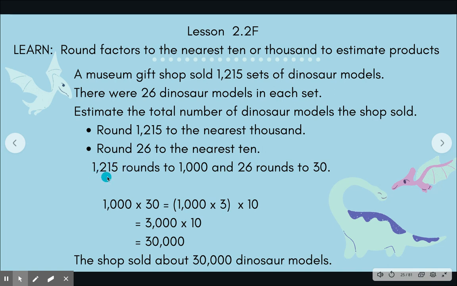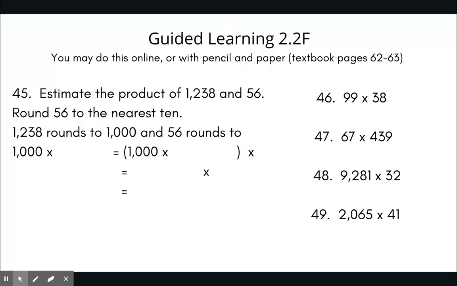So 1,215 rounds to about 1,000 and 26 rounds to about 30. So you can do this part in your head. You can think, 1,000 times 30, that's the same as 1,000 times 3 times 10. So 3,000 times 10 would be 30,000. And the shop sold about 30,000 dinosaur models. The reason why we estimate and we use these little tricks is just so that we can do mental math quickly.